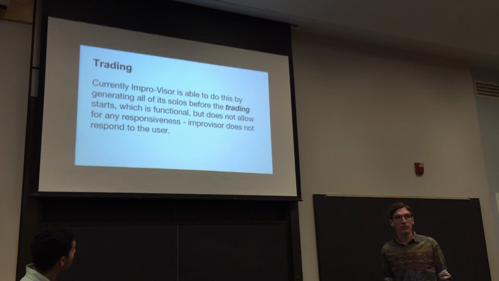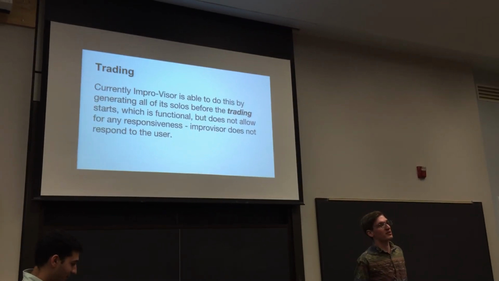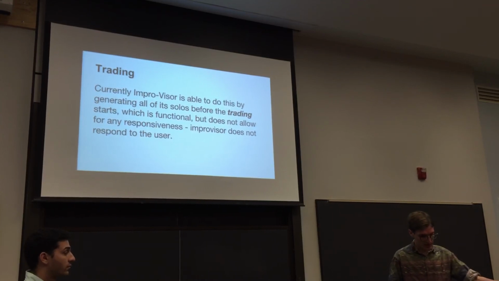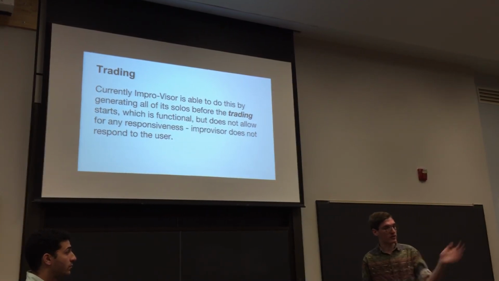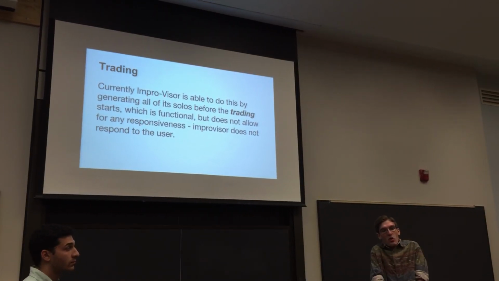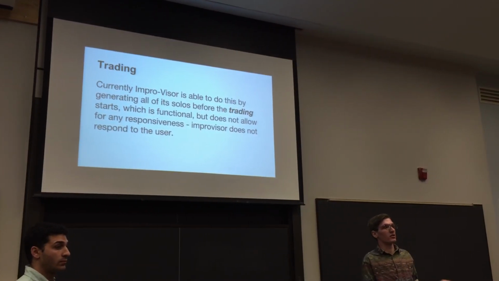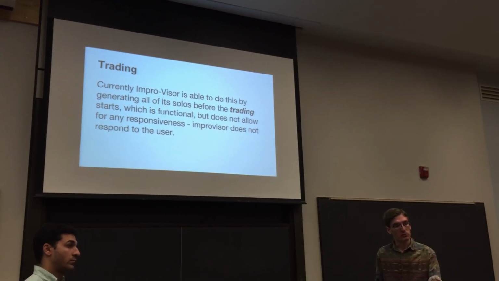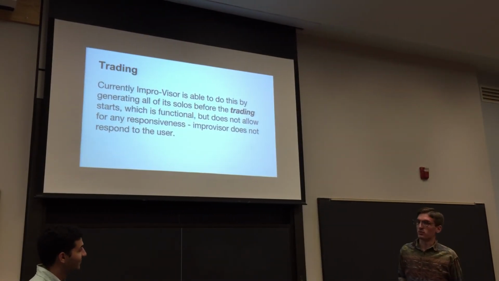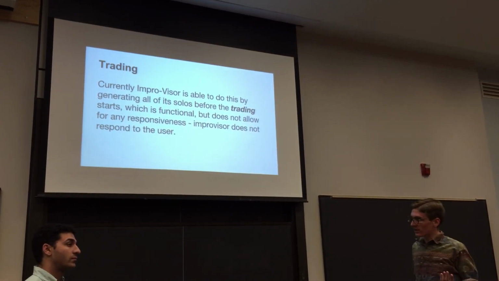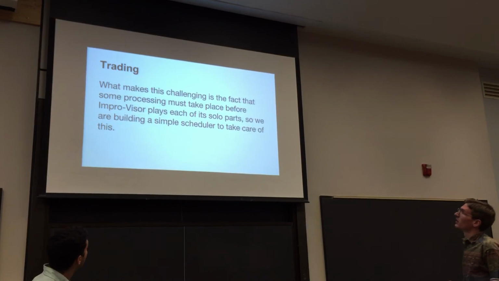So currently, Improviser is able to do this to some extent by deterministically, before you start trading with it, it generates all the solos it's going to play. So it just generates, and it will not react to you as a user at all. And we want to change that so that it actually responds to what you're playing the way a human soloist might. So kind of play things similar or, in contrast to what you just did.